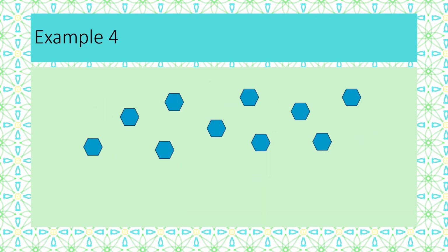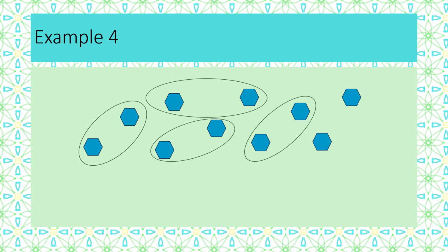Now let's determine whether the number of hexagons is divisible by 2. There are no hexagons left over when we form groups of size 2, so the total number of hexagons is divisible by 2. Thus, the total number of hexagons is even.